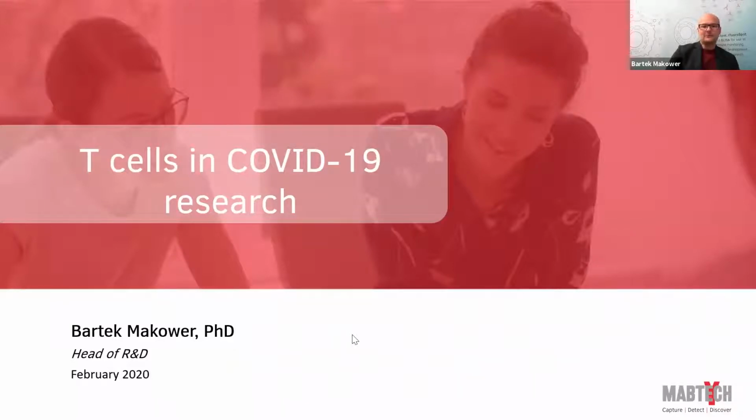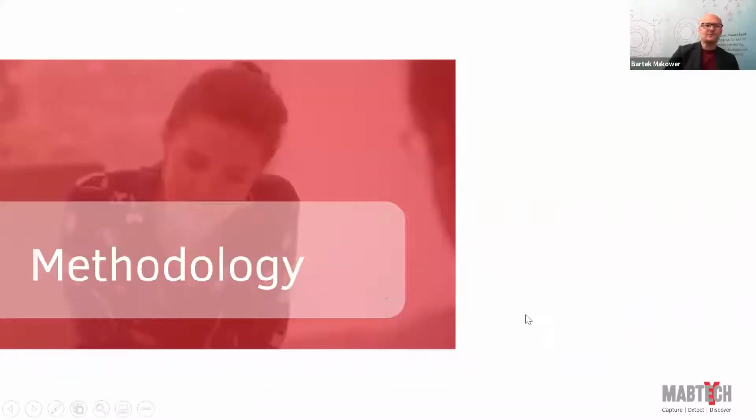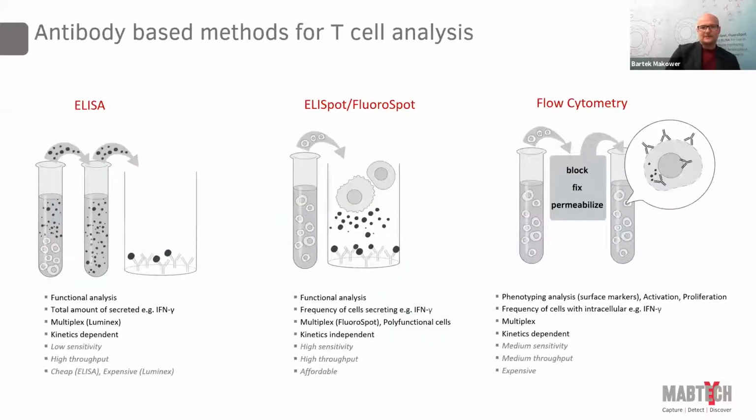I'll start off with some methodology before we dive into COVID-19 related data. So this is just a slide comparing three antibody-based methods for T cell analysis, three very popular methods. So starting on the left, ELISA. In this method, you stimulate cells. You take the supernatant and you measure the total amount of released cytokine, for example. You can also measure it in plasma or serum.